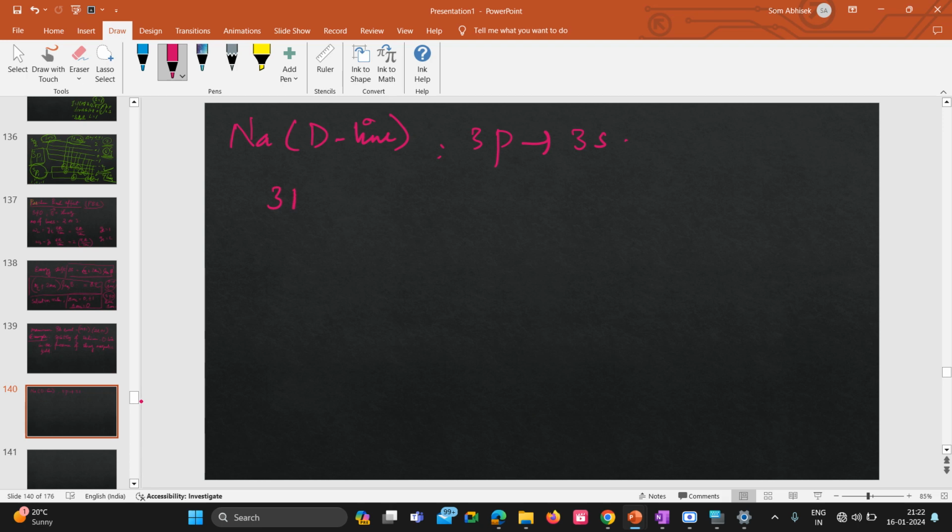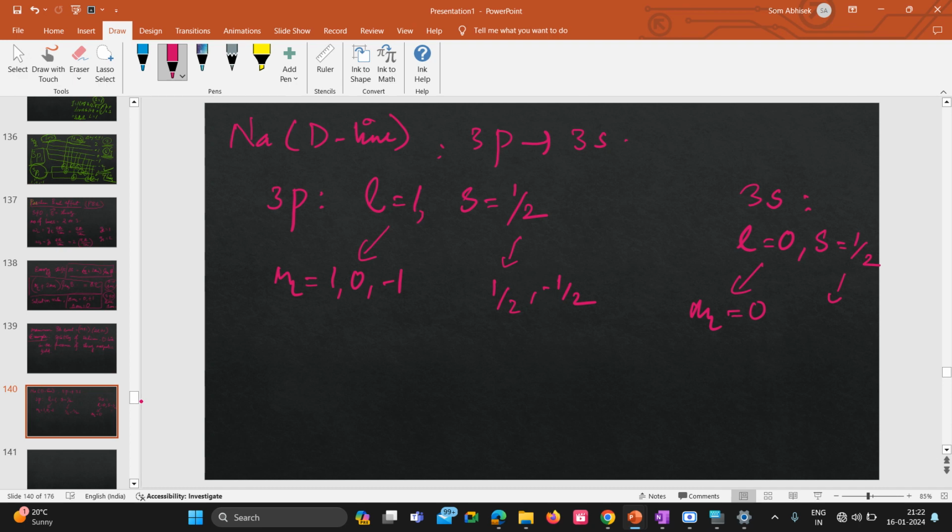All right, so 3p. Tell me the values. L is equal to 1, S is equal to half for electron. So what are the ml values? ml values are 1, 0, minus 1. What are the ms values? Half, minus half. So for 3s, L is equal to 0 and S is equal to half, again electron. So the ml value is 0, and the ms values are half, minus half.